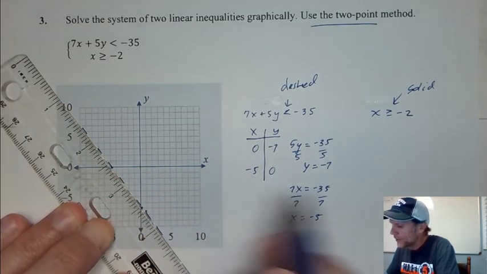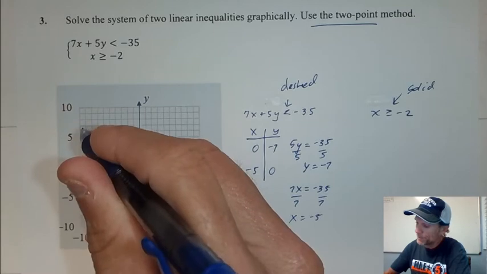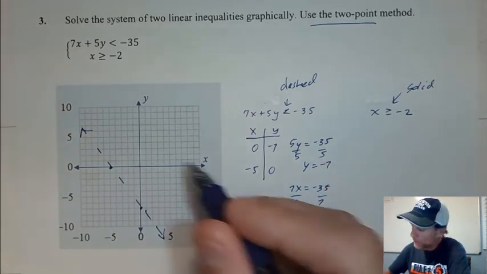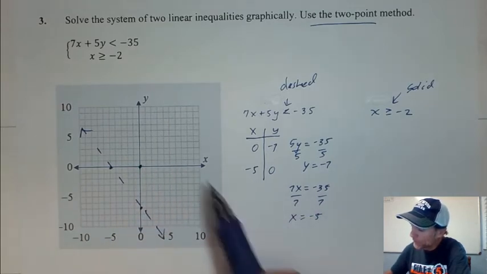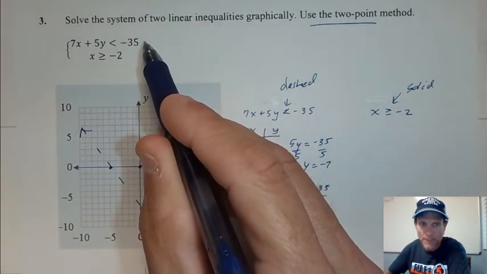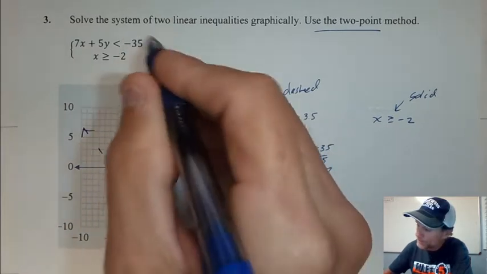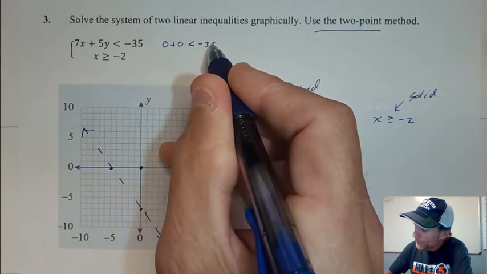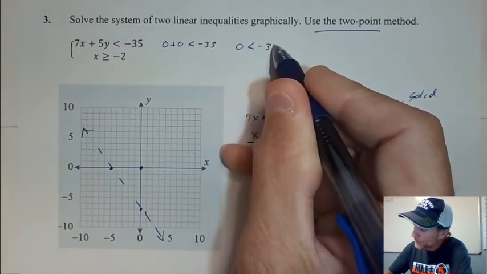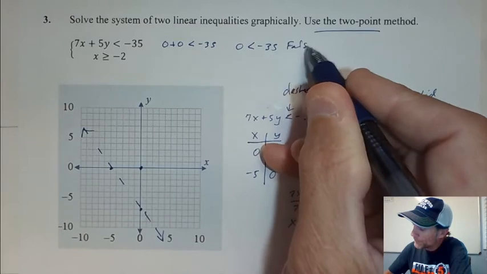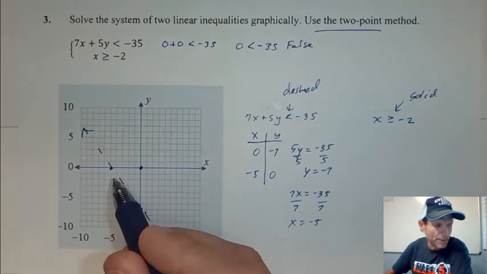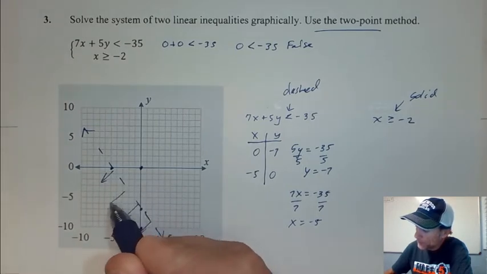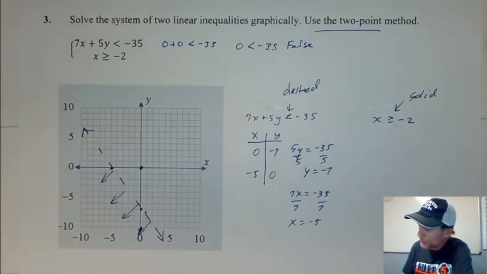Okay. So then what I'm going to do is, you probably figured this out if you've watched some of the videos, I'm going to test 0, 0 to see if it's true or false in my original, and I'll do that right up here, okay? So I'm going to test 0, 0. I have 0 plus 0 is less than negative 35. 0 is less than negative 35 is false, okay? So I am going to shade the opposite side of that, which is going to be this way. And I'm just making a note to myself where I would shade, okay?